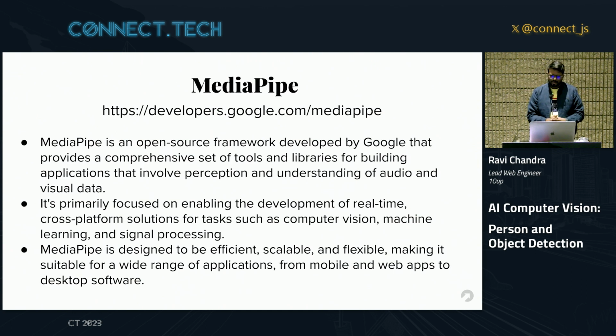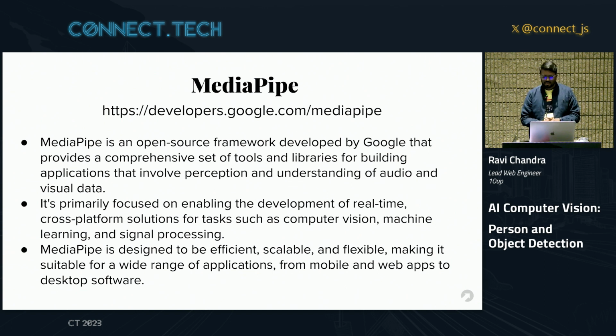MediaPipe is an open source framework by Google. It provides a comprehensive set of tools and libraries for building applications that require audio and visual data. Some of the Google applications that use MediaPipe, Google Meet is a great example. When you present yourself, when you are on camera, all the features you see as part of Google Meet are driven by MediaPipe, and it's primarily focused on development of real-time cross-platform solutions for computer vision, machine learning, and signal processing.